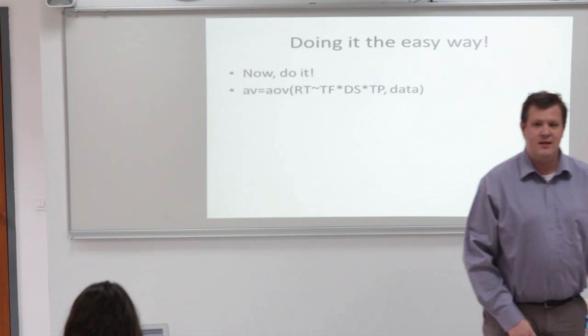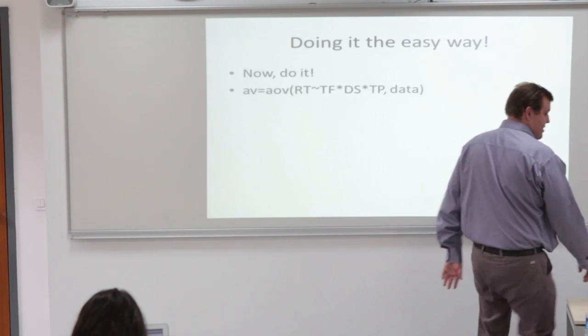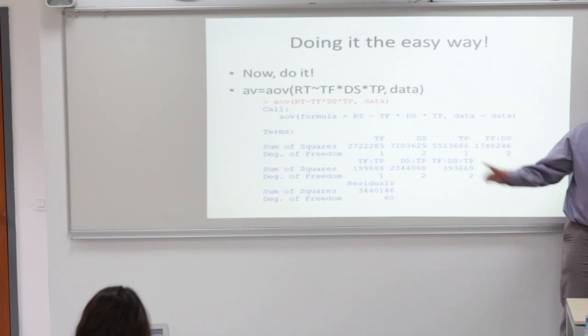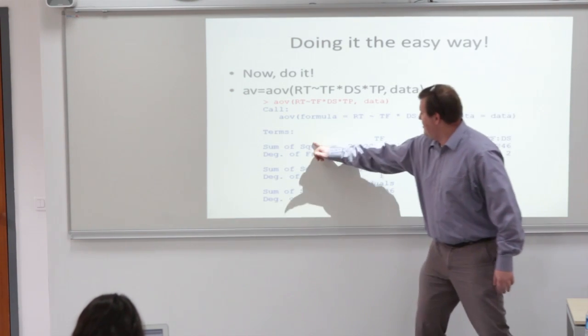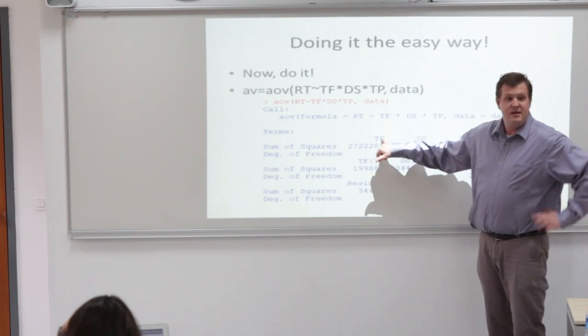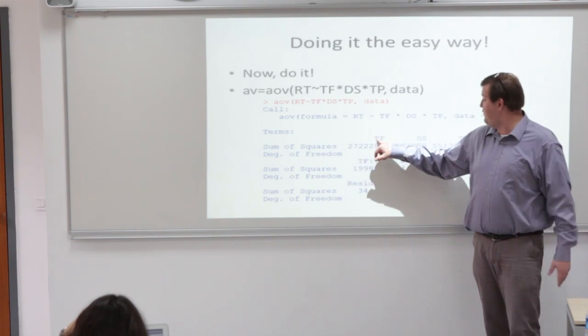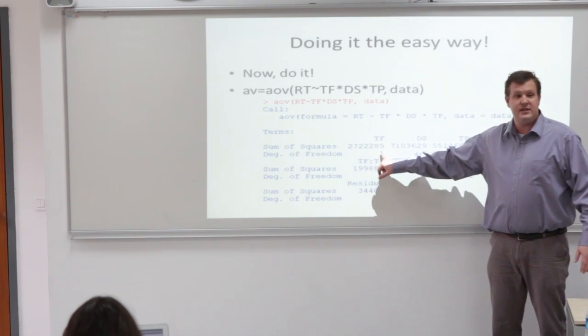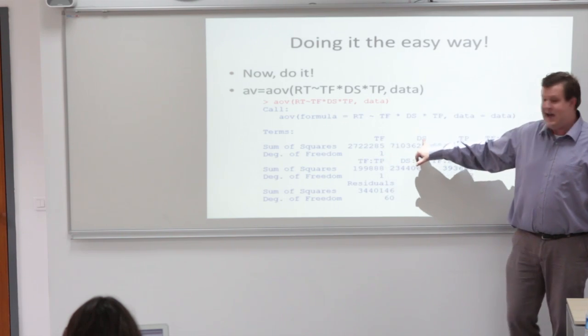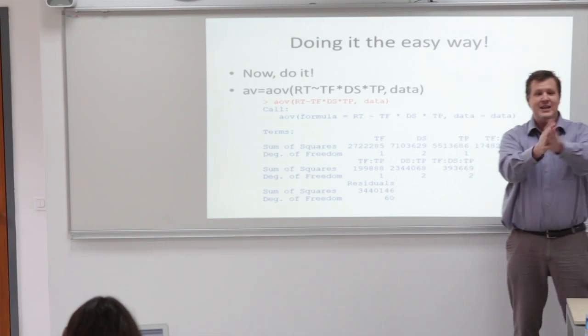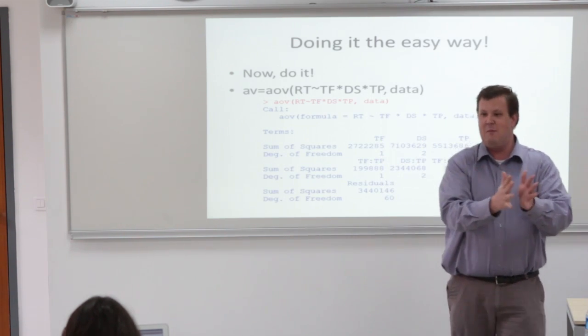What do you see? P value, degrees of freedom, sum of squares. You see something like this? So sum of squares, degrees of freedom for TF. So this is for our factor, the target features. We have the sum of squares and the degrees of freedom. Same thing for DS. Same thing for TP.